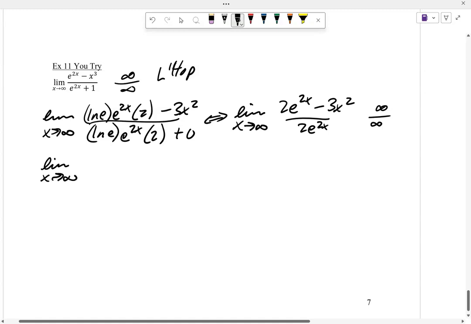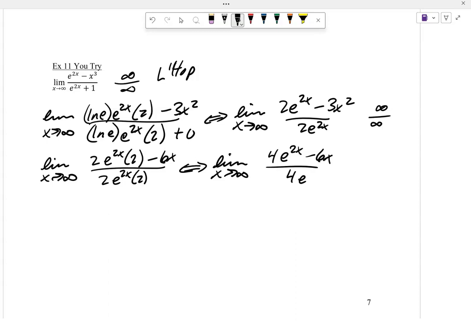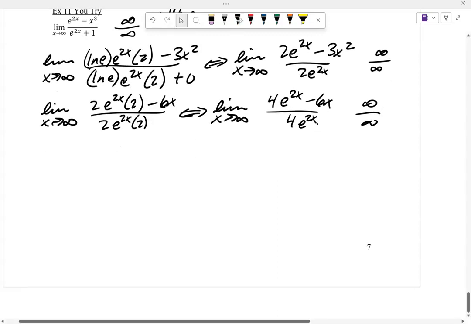So let's repeat L'Hopital's rule. So I'd have 2 ln of e to the 2x, chain rule 2, minus 6x over 2 ln of e to the 2x, chain rule. And so we've got limit x goes to infinity of 4e to the 2x minus 6x over 4e to the 2x. Oops, e to the 2x there. My goodness, we've got infinity over infinity again. So let's repeat L'Hopital's rule.